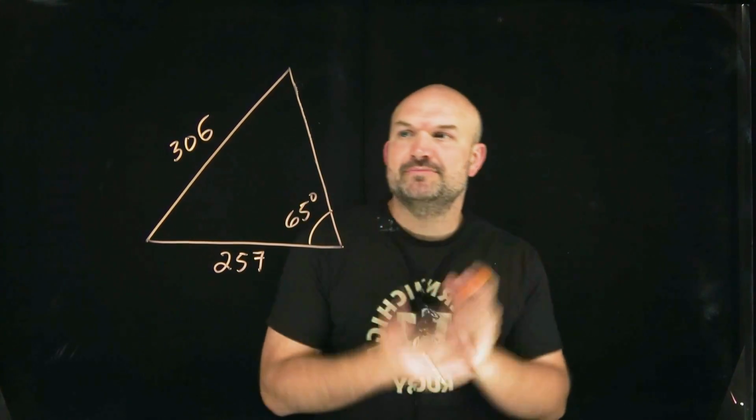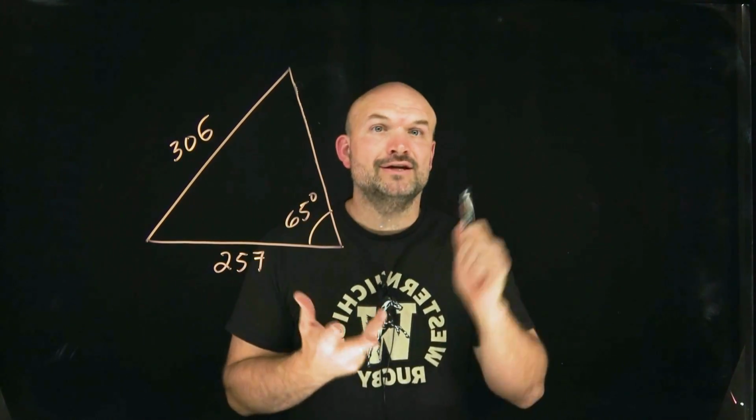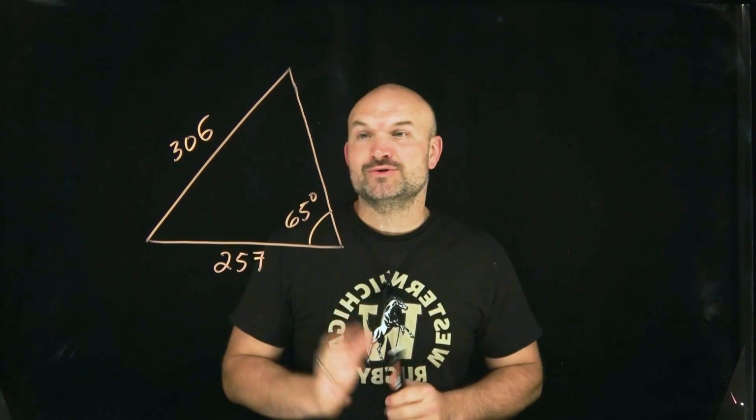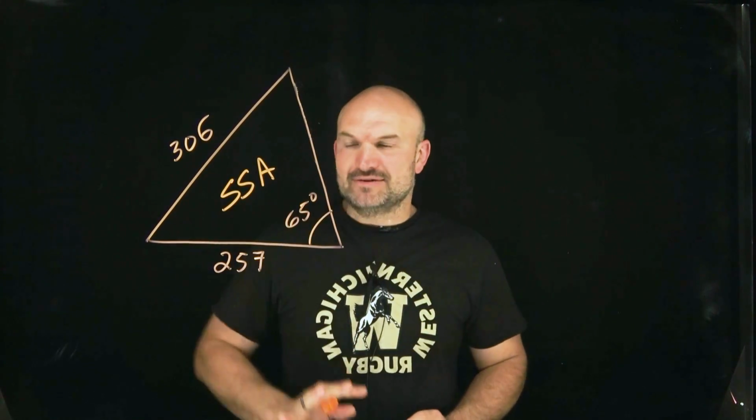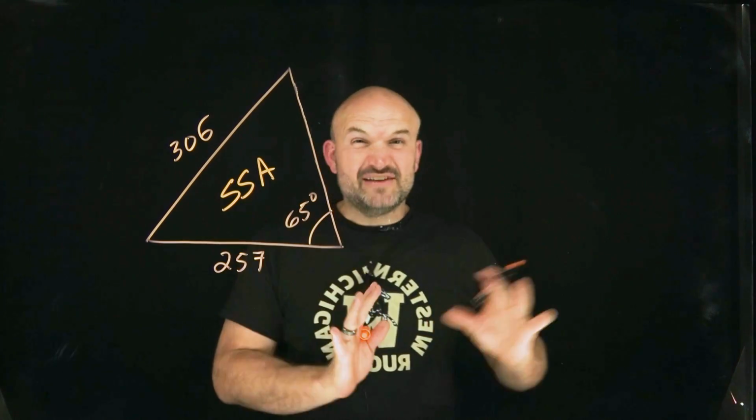All right, let's talk about a trick to be able to identify if you have one, two, or no triangles when you are given the ambiguous case. That is going to be side-side-angle. And yes, I'm not going to write it the other way. Ha ha ha.